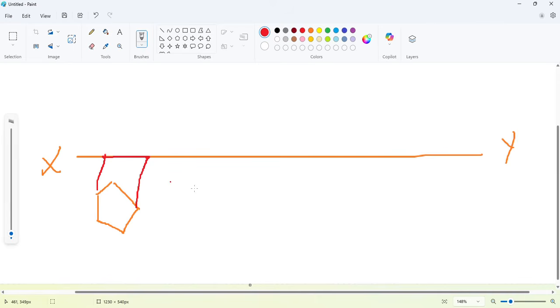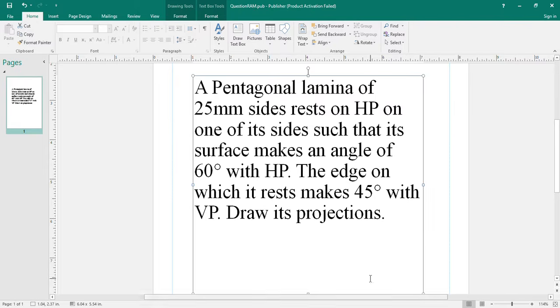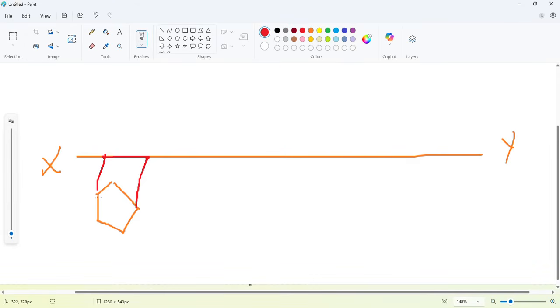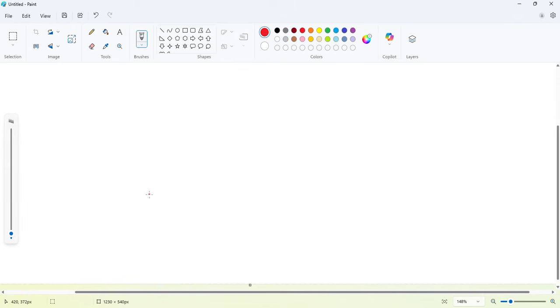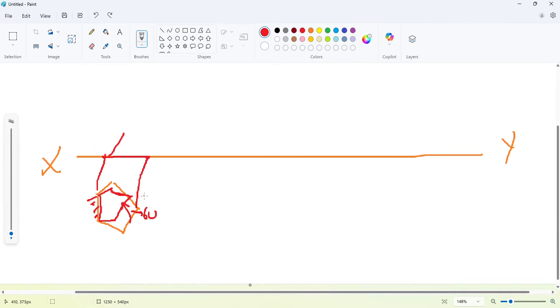Now, for the second step, it has been asked that the pentagonal lamina, while resting on one of its edges, makes an angle of 60° with HP. So let us consider this is the resting edge. When this plane is inclined at an angle of 60°, the front view will change from a straight line to an inclined line. So in the next step, what we will do is just copy this length here. Suppose this is x, so this is going to be x.